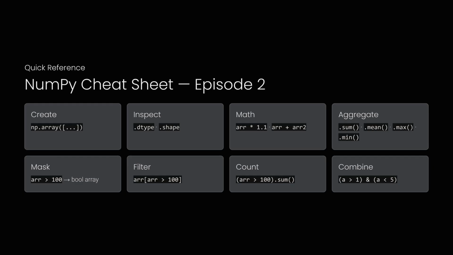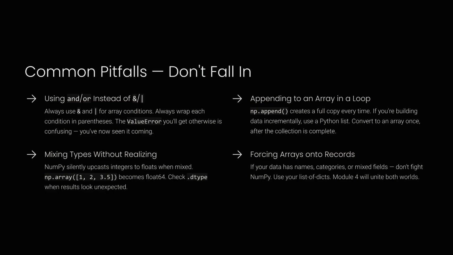Here is your quick reference for this episode. From creating and inspecting arrays to performing math, aggregating, masking, and filtering, these fundamental operations form the bedrock of your new NumPy workflow. Steer clear of these common pitfalls. Use bitwise operators for conditions. Rely on lists before converting to arrays to avoid slow appends. Keep your data types consistent, and don't try to force record-based data into NumPy when a dictionary structure works better.